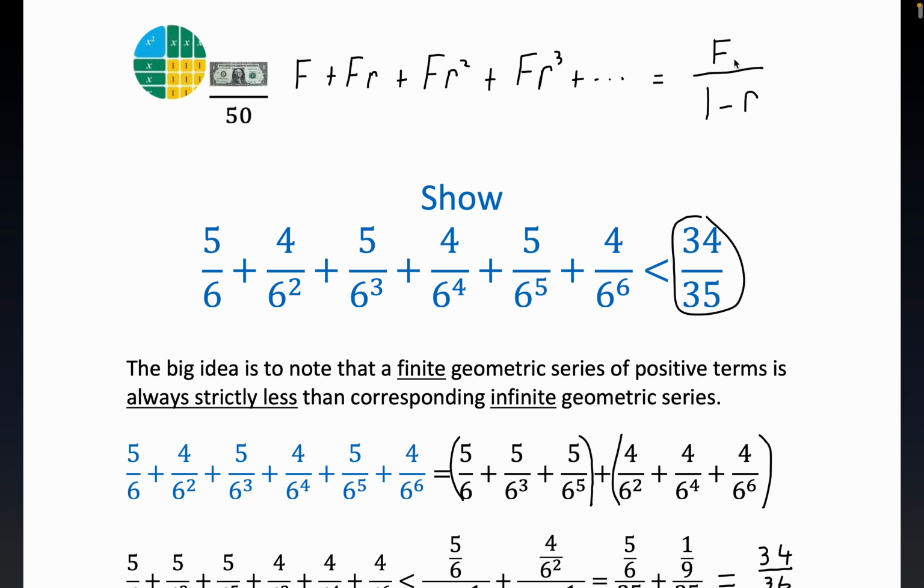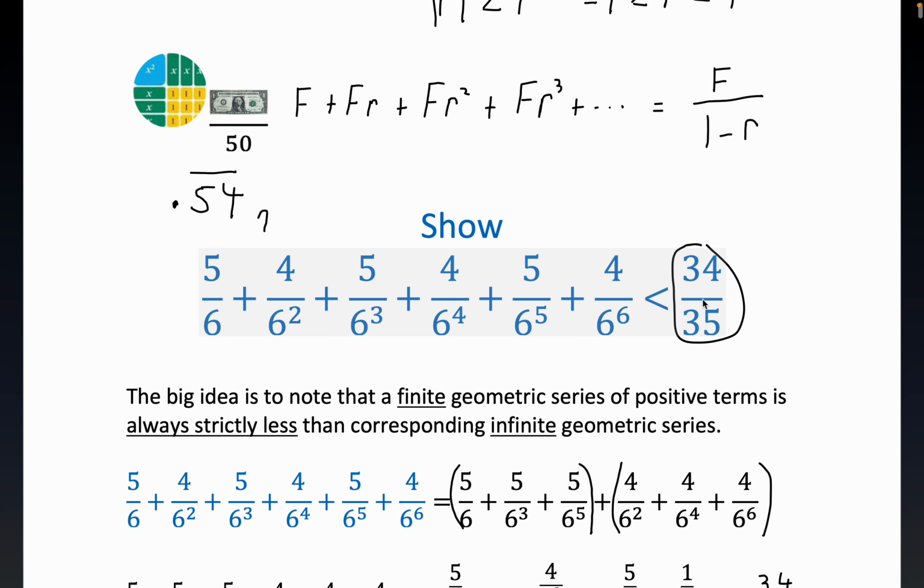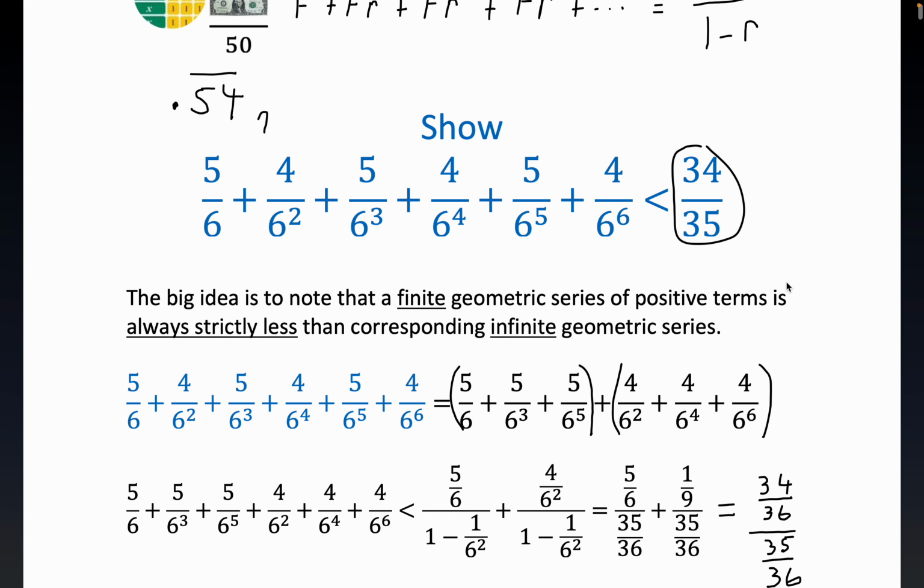And just a side note, you may recognize this right here as 0.54, and I'll put a bar, or overline. I've heard this called overline lately. This just repeats, but this is base 7. Isn't that cool? So this is 0.54 repeated in base 7. And it's less than this number right here, 34 over 35. And we just proved it fairly quickly.